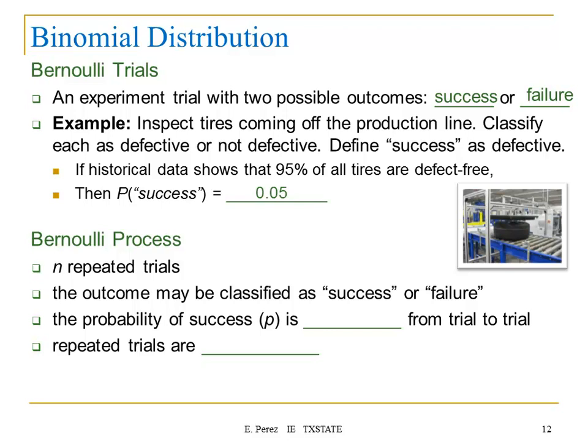Now, in a Bernoulli process, we have n repeated trials. The outcome may be classified as success or failure, and the probability of success, p, is constant from trial to trial, and you can repeat these trials as many times as you want. These trials are always independent. So we are looking at Bernoulli trials, and I'm going to explain in a second why they are important for our first distribution.